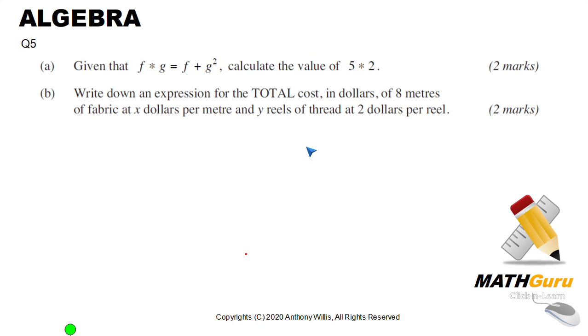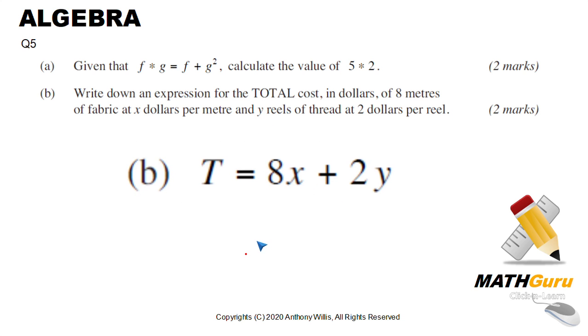into an algebraic expression. So you have the total cost, so T can represent the total cost in dollars. You have 8 meters of fabric at x dollars per meter, so you have 8x, 8 times x, and you have y reels of thread at $2, so 2 times y would give you the expression. So there you have it. You've converted a word problem and created an algebraic expression to represent that word problem in the real world. So you have T is equal to 8x plus 2y.